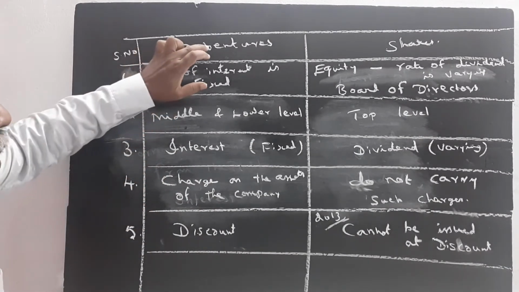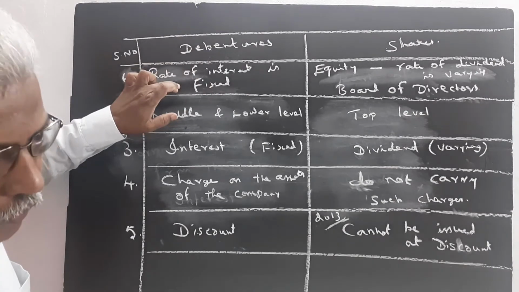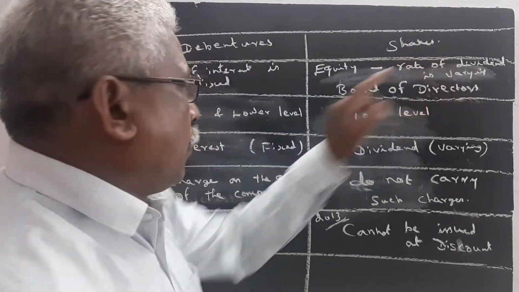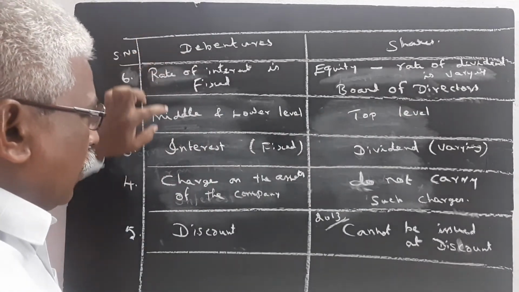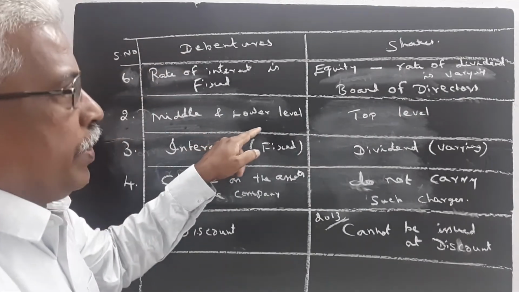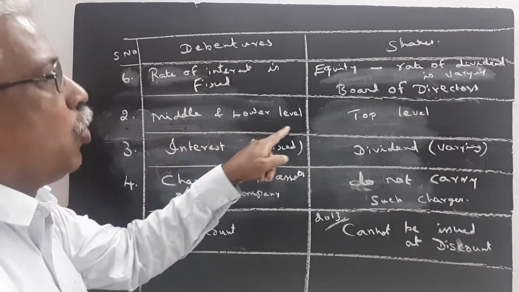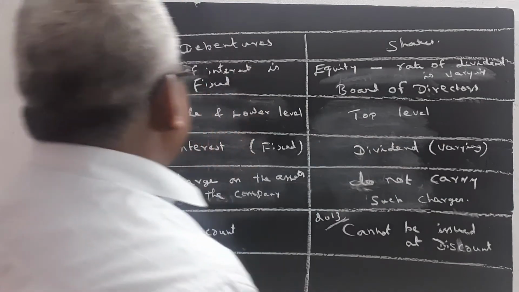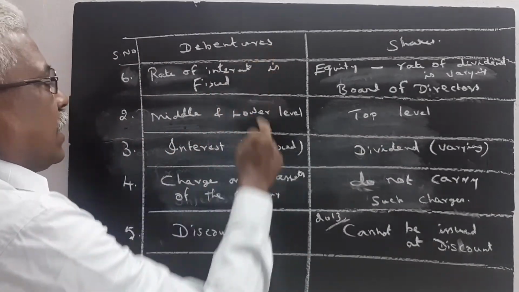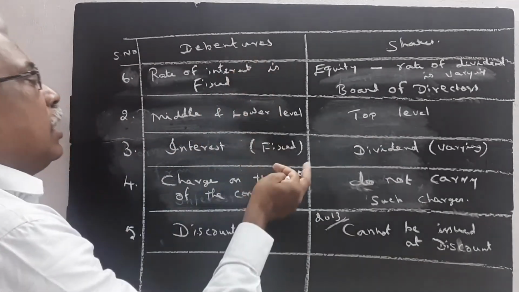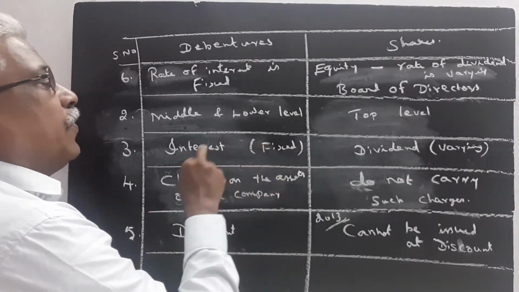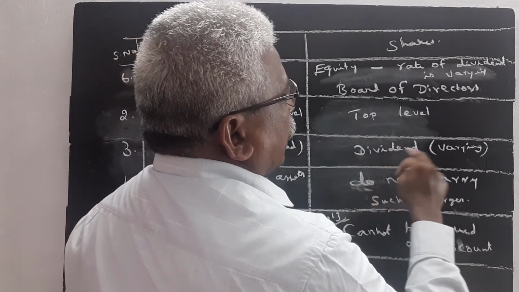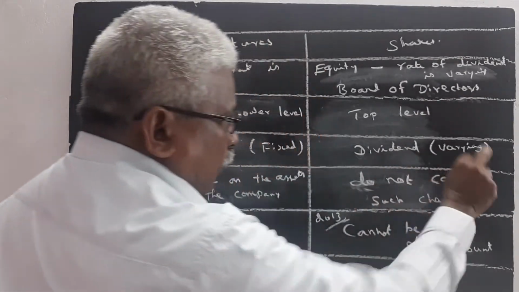First point, debenture constitutes a loan of a company. Share is the part of share capital of the company. Point number 2, debentures are in the middle and lower level. Shares are at the top level. Then debenture holders are eligible to get the fixed rate of interest. But the shareholders are getting dividend. The dividend may be varying according to profit.